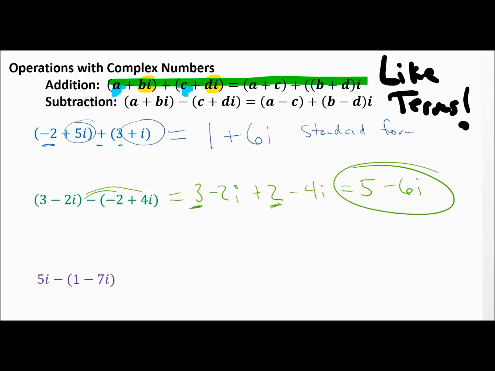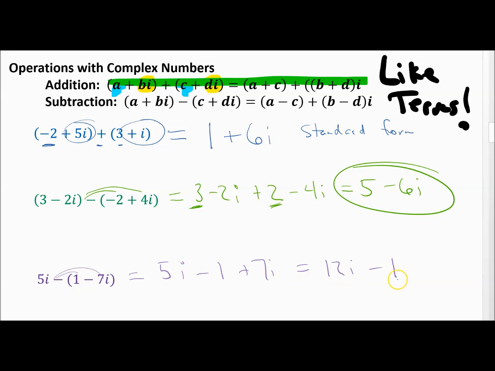Okay, let's try this again. Now, notice your first complex number only has an imaginary part. It's like 0 plus 5i. But it's not required that you write that down. Now the negative must distribute, so it's -1 plus 7i. And now you just add like you would a polynomial with like terms. 5i plus 7i is 12i minus 1.